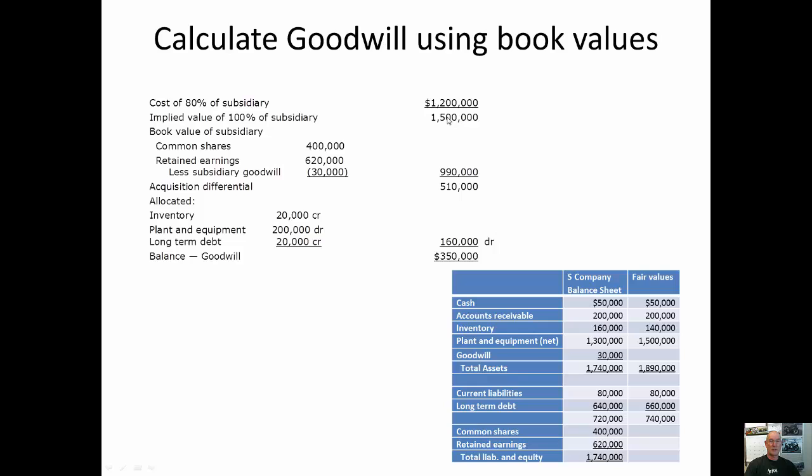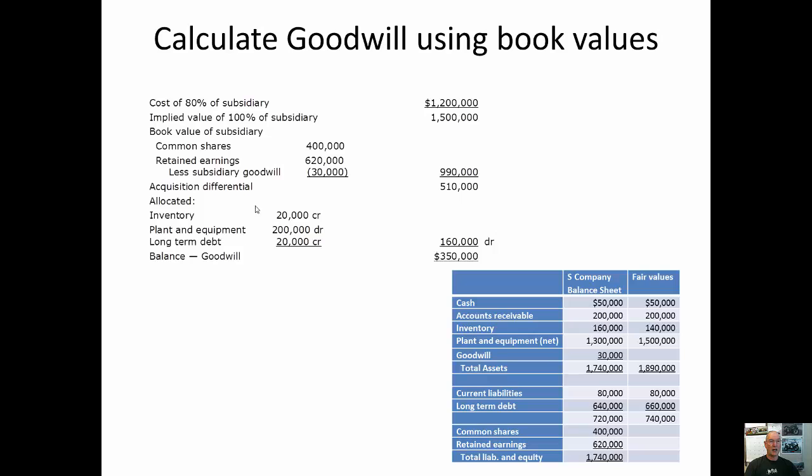The starting figure is just the same as the other method. We need to find the implied value of the full 100%. So 1.2 million divided by 80% gives us the implied value. Now there are some more advanced methods that could be at work here, so depending on your course you may see a couple of variations on this, but this method is the basic method. So we take our implied value, subtract the book value of the subsidiary, not including goodwill, and we get an acquisition differential of $510,000.